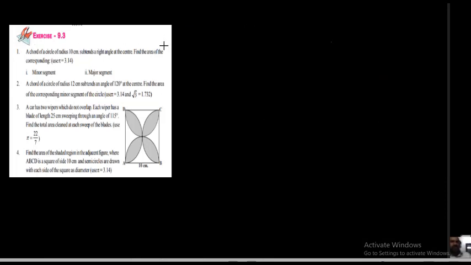Okay students, I want to read the second problem. A chord of a circle of radius 12 centimeters subtends an angle of 120 degrees at the center. Find the area of the corresponding minor segment. Just now I explained, a similar way. In the previous problem the angle given was 90, here 120 is given. You people can complete it. That is not a big problem. So the first one I explained, the second one you do.